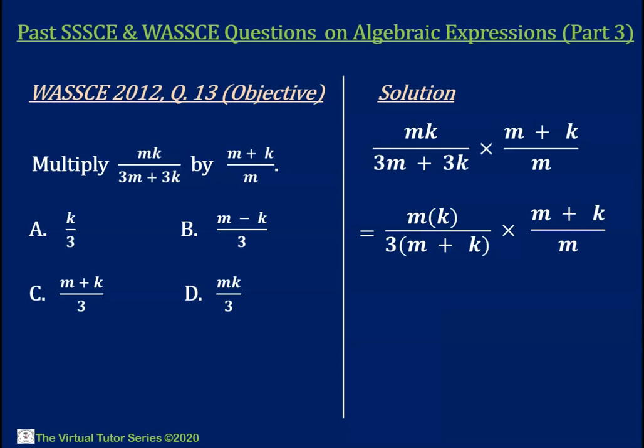Now, let's cancel out the common factors. So m cancels out m, and m plus k cancels out m plus k, giving us k over 3. Therefore, the correct answer is option A.